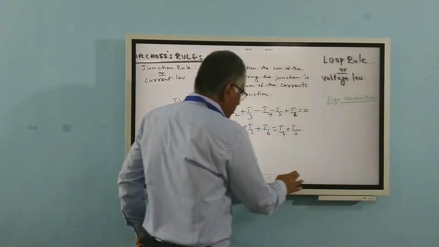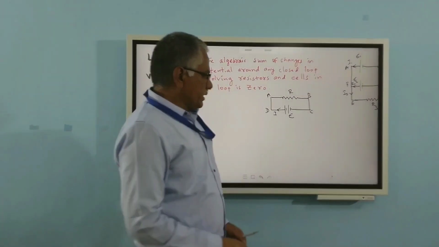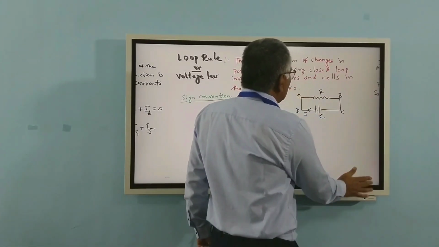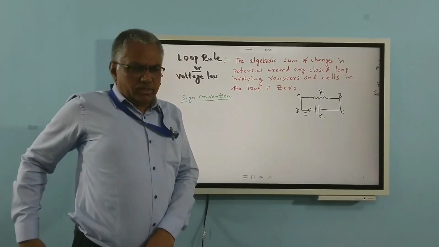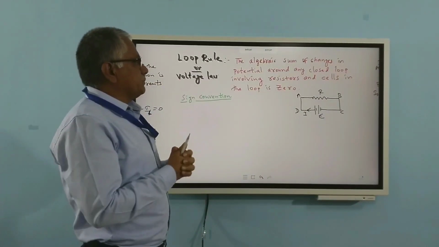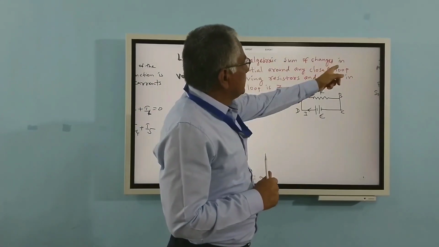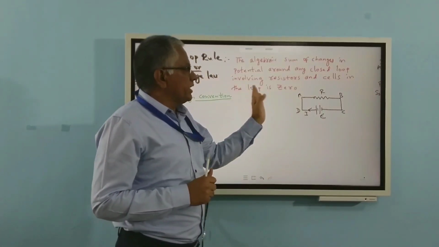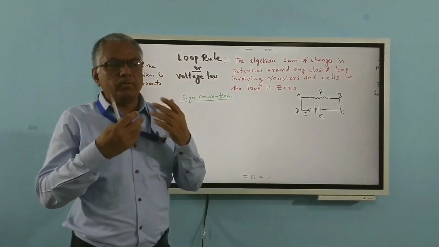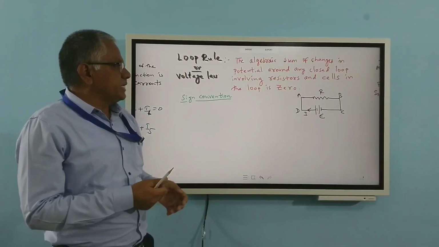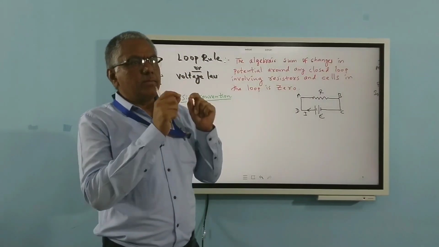Next, let us go for the second rule, the voltage rule, also known as the loop rule. Just before starting, similar to the first rule, here also we take up a sign convention. The algebraic sum of changes in potential around any closed loop involving resistances and cells is 0. Or, in a simple way, the potential difference across the resistors will be equal to the sum of the EMFs in the circuit.